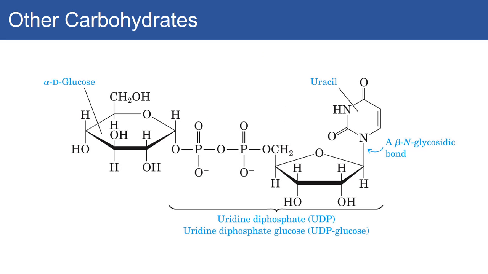Other carbohydrates can be produced as well. Glucose can be converted to other hexoses and to di-, oligo-, and polysaccharides. The common step in all of these syntheses is activation of glucose by uridine triphosphate, or UTP, to form uridine diphosphate glucose, and from there enzymes can convert that into different structure 6-carbon carbohydrates.